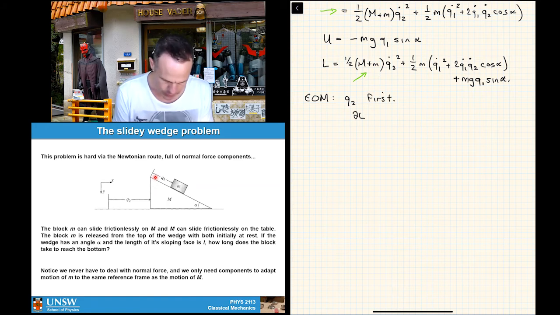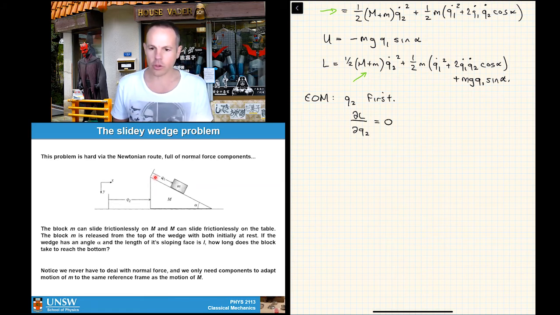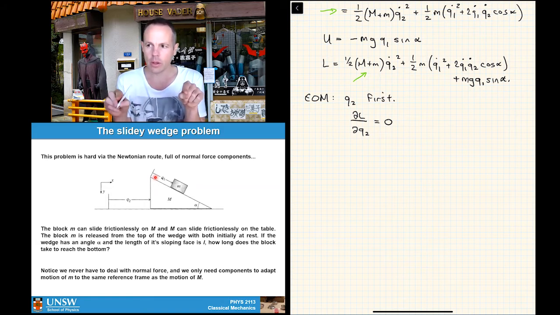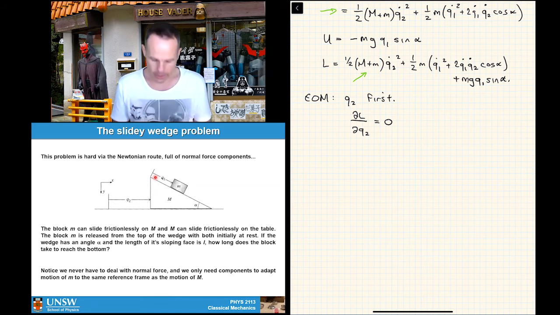We need our derivatives. dL/dq2 is obviously 0 because there's no terms in it. And again, this is another way you can spot it. You can look at what the terms are in there, spot if any of the Lagrangian derivatives are going to go to 0. If they do, it's probably the easier of the 2 equations to solve, okay?